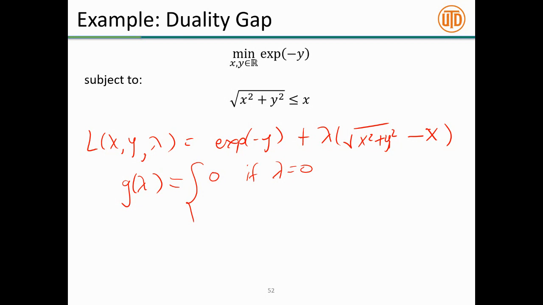If you set y equals 0, then the value is 1. Sure. Okay. So right, because the square root of x squared would be like the absolute value of x, right? So it'd be like absolute value of x minus x. If we were minimizing that, then I think the solution would be 0, right? You should pick x equal to the... right.